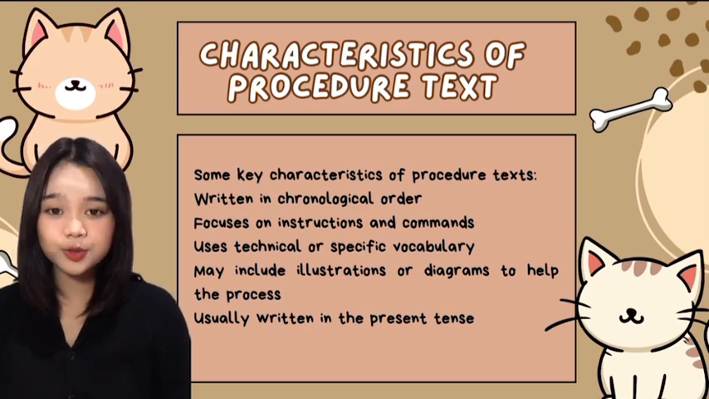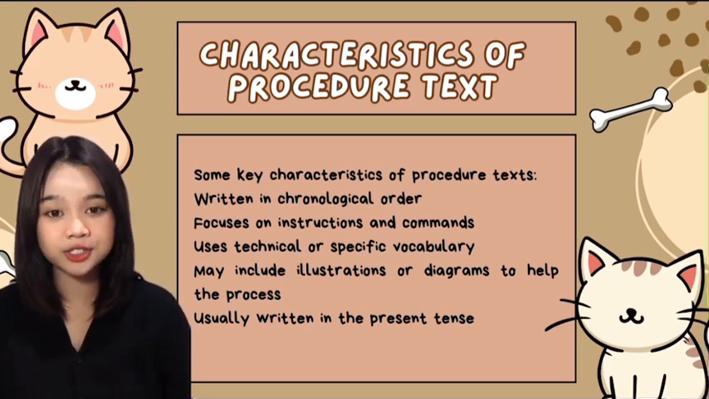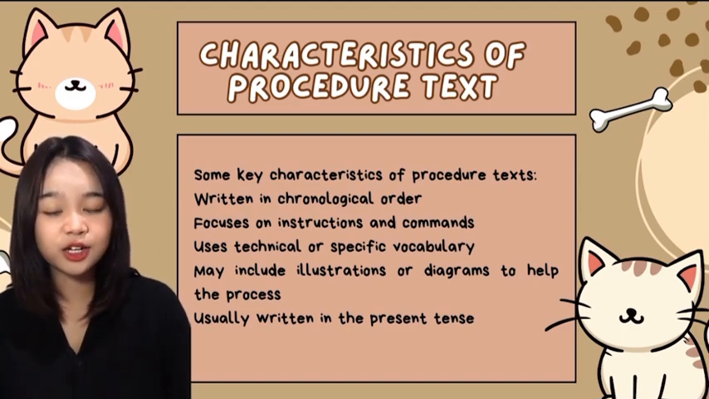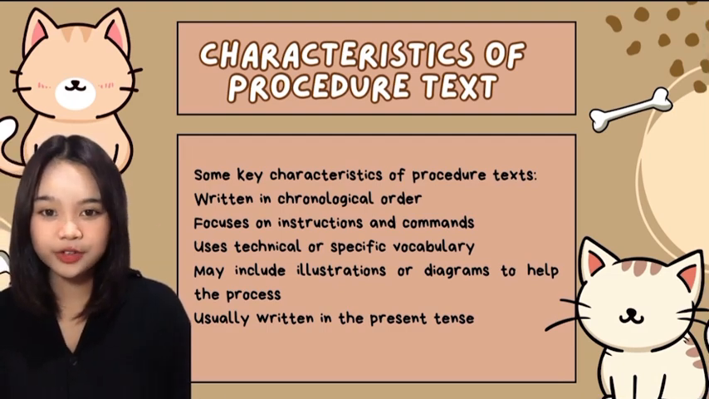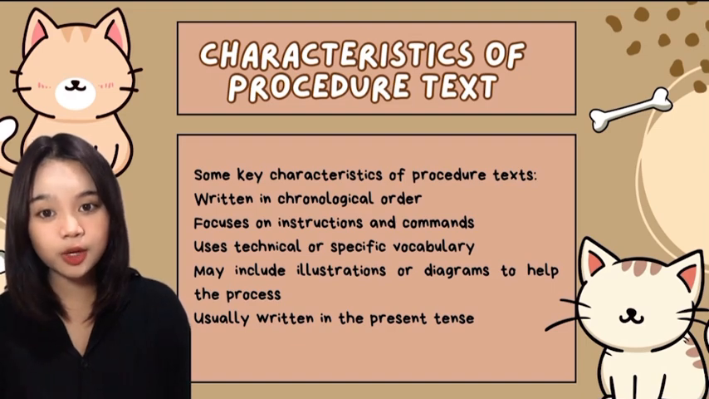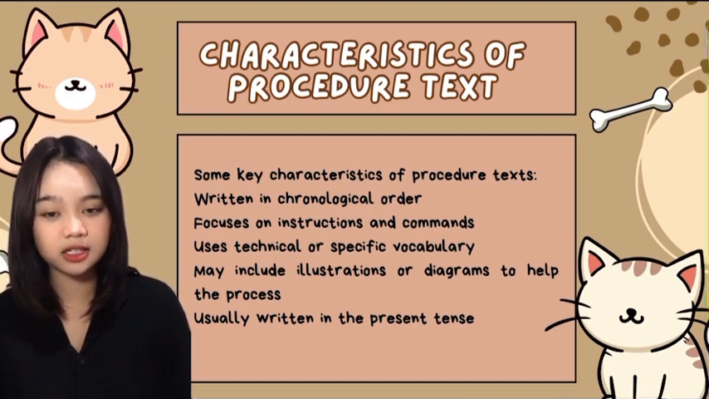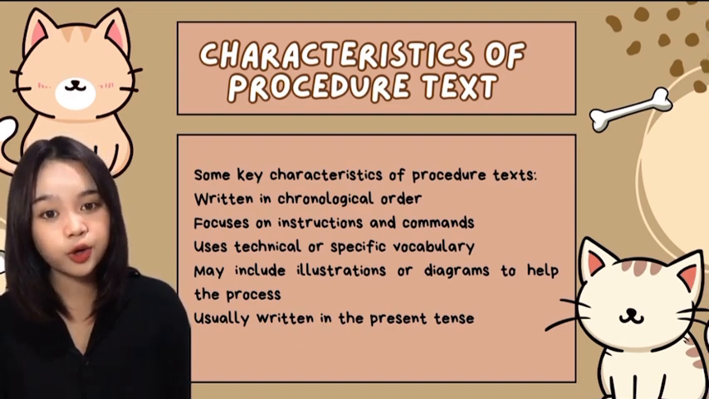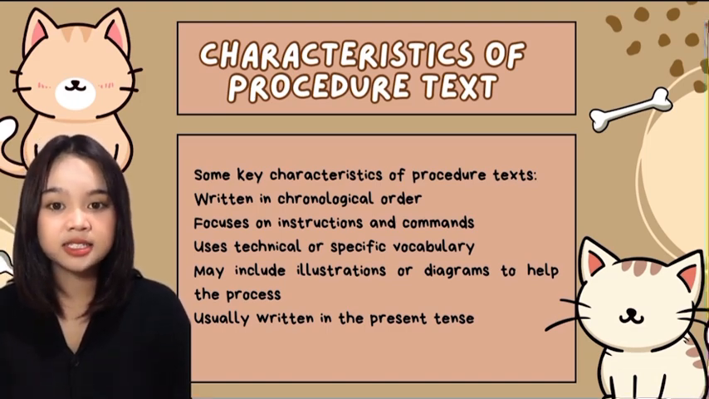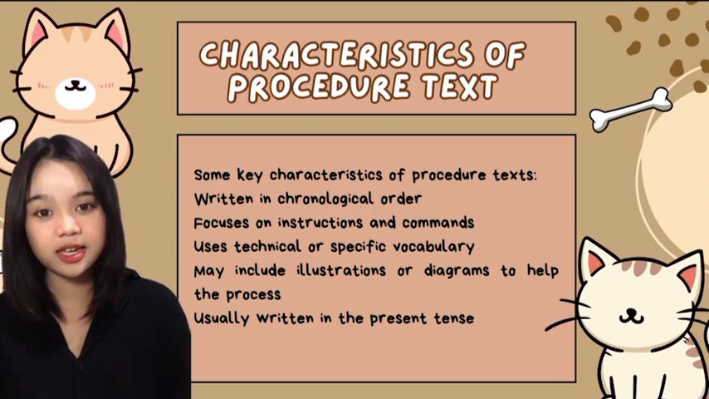Procedure text usually has some special characteristics. First, they are written in chronological order. Second, they often use specific and technical vocabulary, especially when explaining something detailed. They also use illustrations or pictures to make the steps clear. And most of the time, they are written in the present tense.